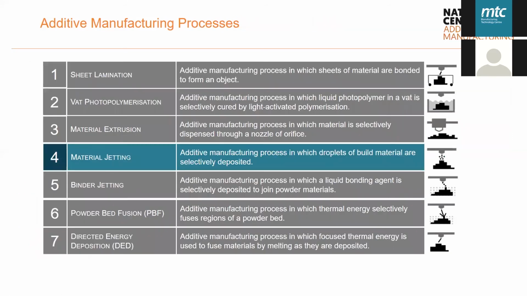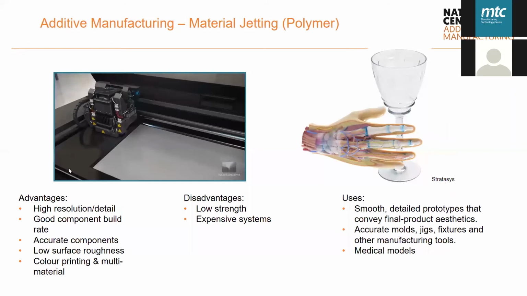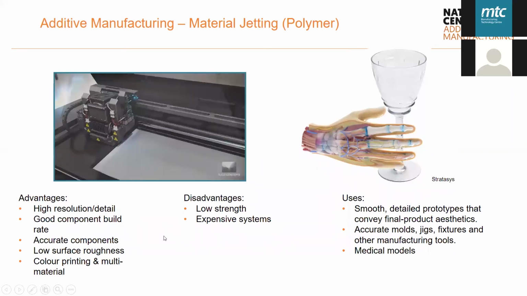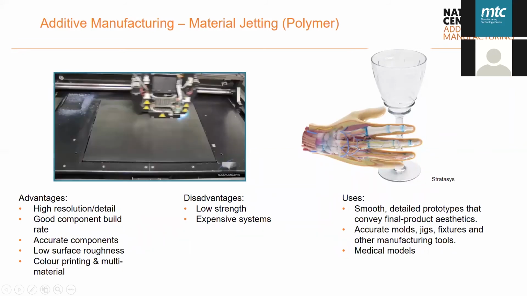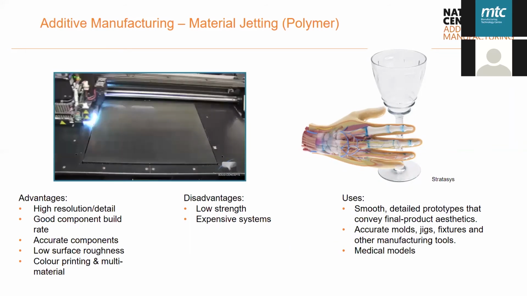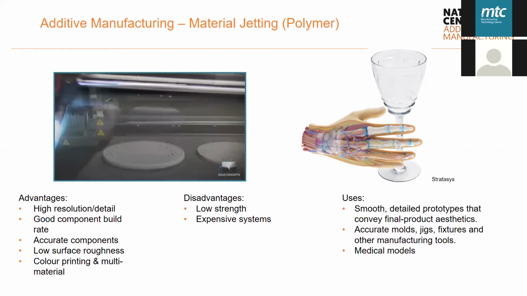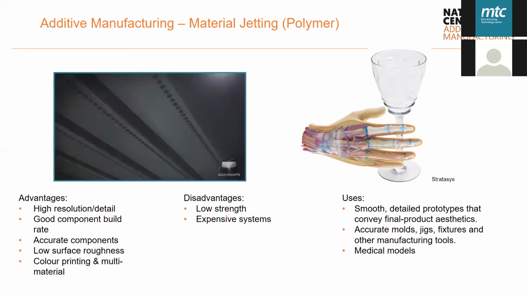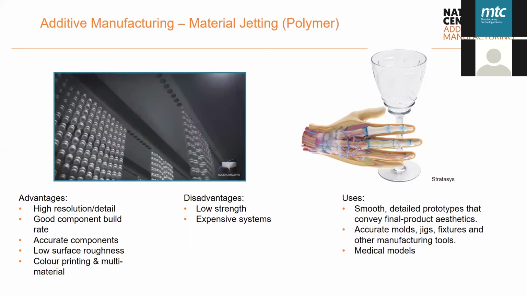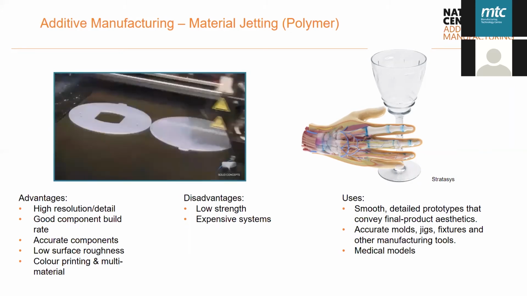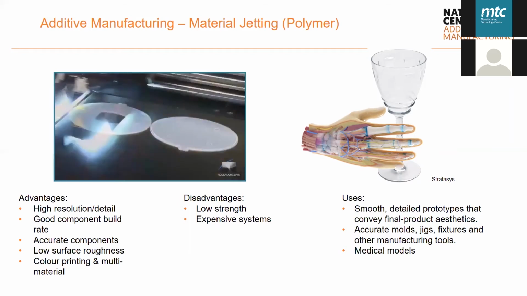Going to look at material jetting now. So material jetting is a process in which droplets of build material are selectively deposited. So during polymer material jetting, as I mentioned previously, droplets of material are deposited onto a substrate. As you can see, those droplets are very small, and therefore one advantage of this technology is that you can manufacture components with high resolution and detail.